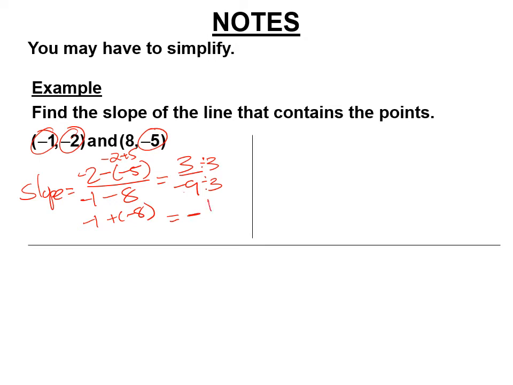Don't leave the negative in the bottom. It is mathematically the same, but write it on the top or up front, please. So the slope there is negative 1/3, right? Negative 3/9 always gets simplified.